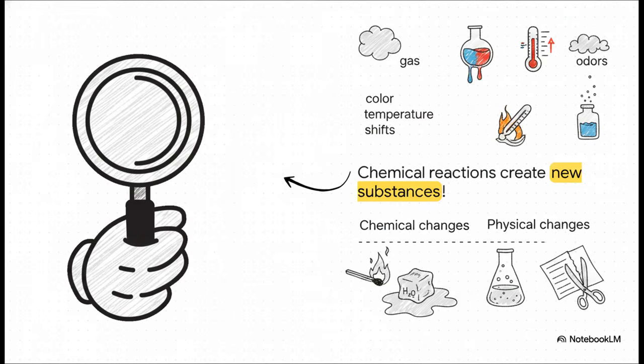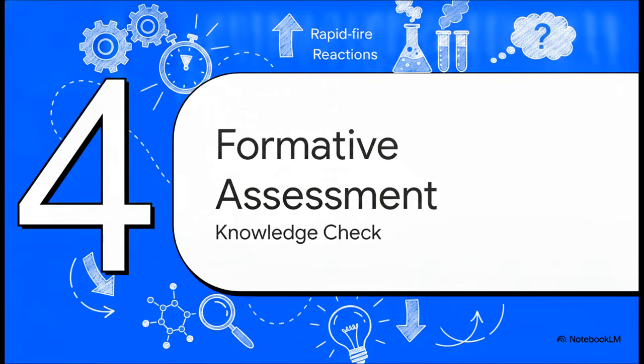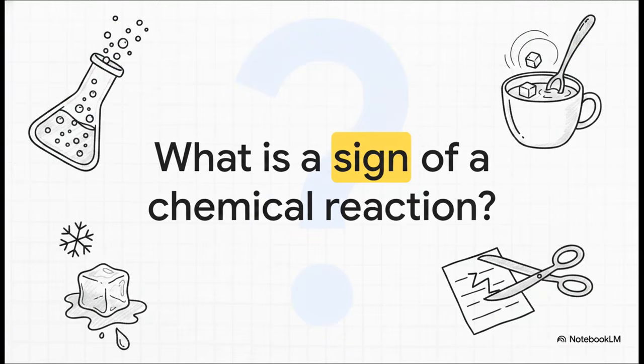So if we focus our lens on the absolute core lesson today, it's this: chemical reactions create new substances. Physical changes, like melting or cutting, just don't. Spot the gas, the color changes, the temperature shifts, or the new odors, and you stay safe. It's that simple. Okay, section 4, formative assessment knowledge check. Let's lock in everything we've learned with a rapid-fire reviewer, testing our basic understanding all the way up to our critical evaluation skills. Let's see what you retained.